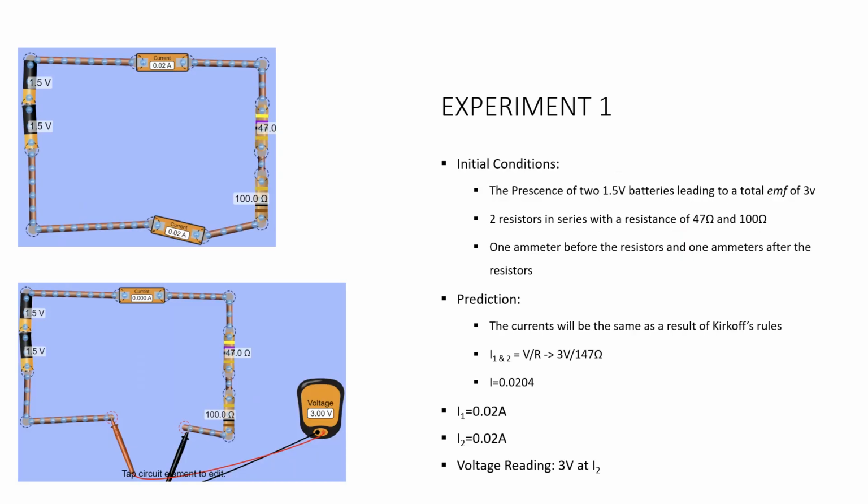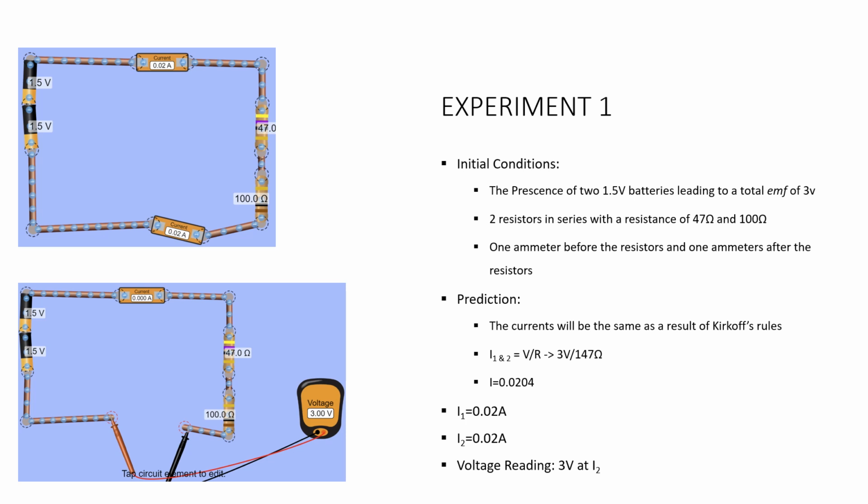First, experiment 1. The initial condition will be two 1.5 volt batteries leading to a total EMF of 3 volts. So we have two resistors in series with a resistance of 47 ohms and 100 ohms respectively, and 1 ammeter before the resistors and 1 ammeter after the resistors. You can see how the circuit was arranged.